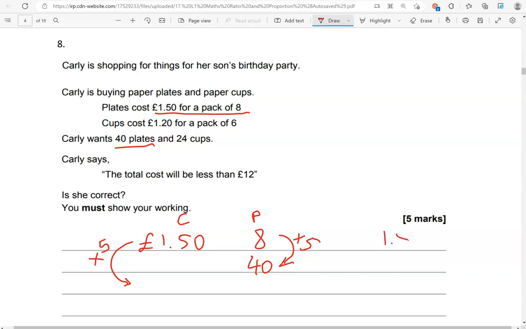So £1.50 times 5. 5 times 0 is 0, 5 times 5 is 25, so we put 5 down and 2 carried over. 5 times 1 is 5, and the 2, that's 7. We've got 2 decimal places in the first number, and none in the second number as it's a whole number. So we're going to give the answer 2 decimal places, £7.50. That is for the plates.